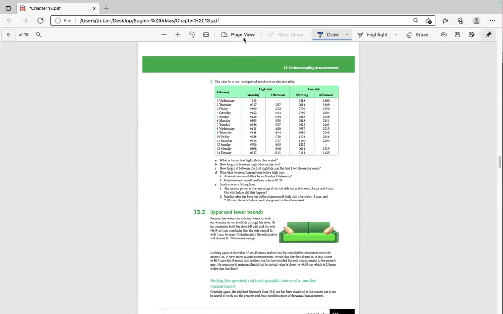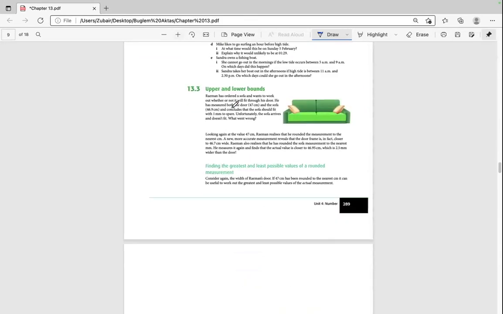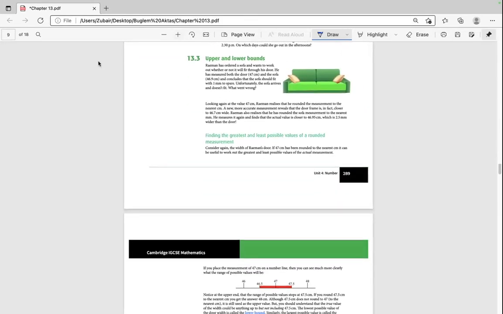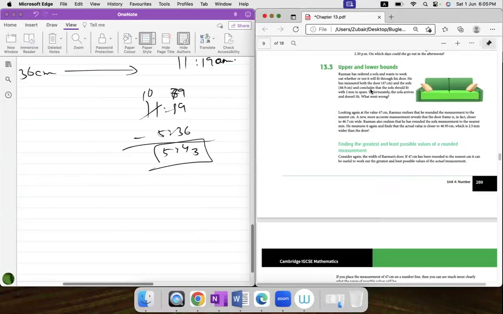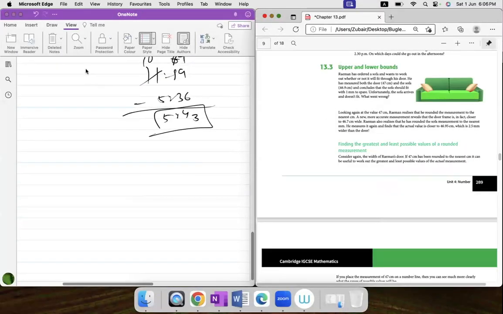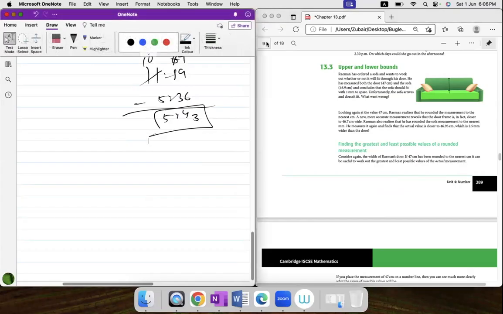Next concept is upper bound and lower bound. Okay. Now, basically, upper bound and lower bound are the limits. Yes. So kind of like range, but just like the bottom and highest amounts. Yes.